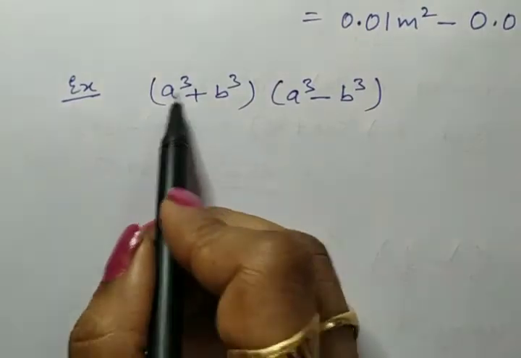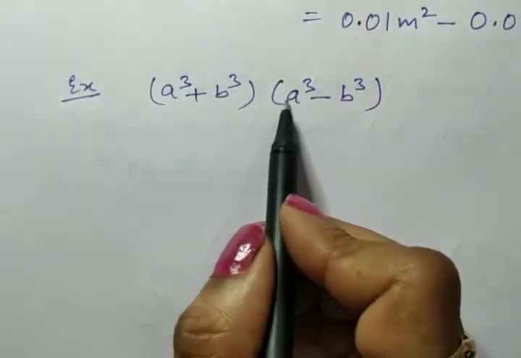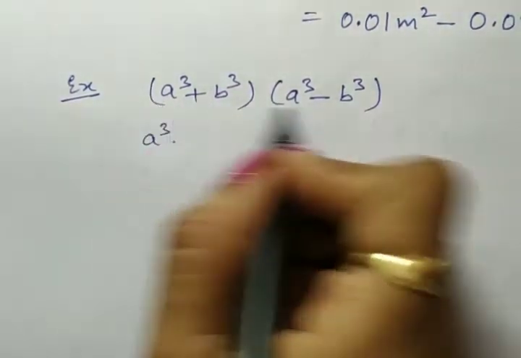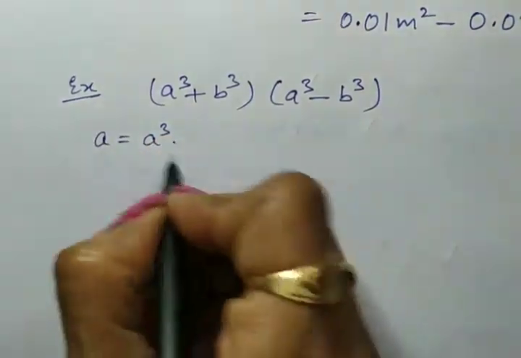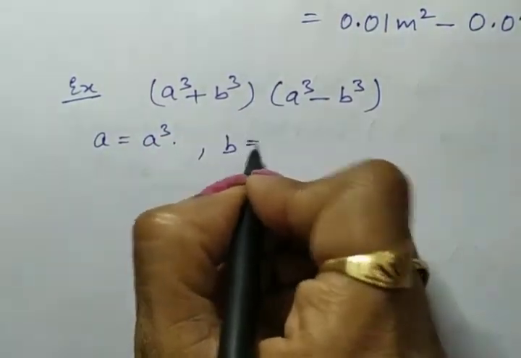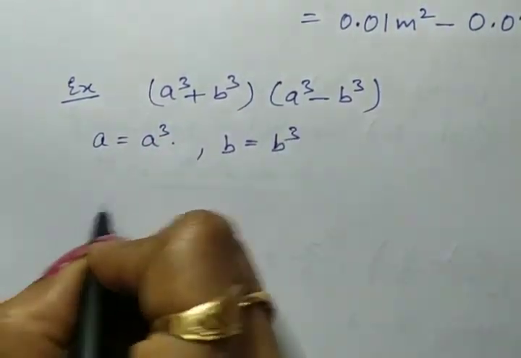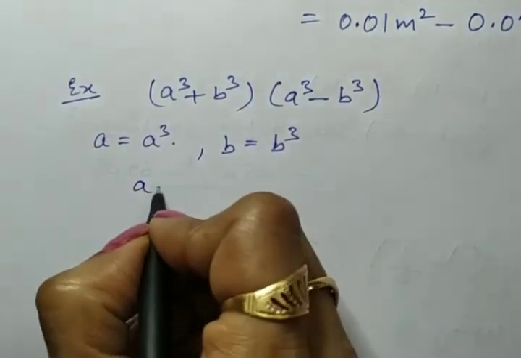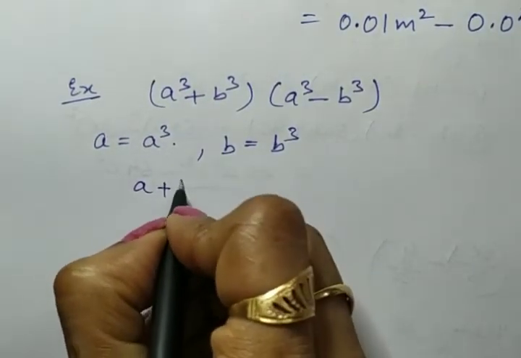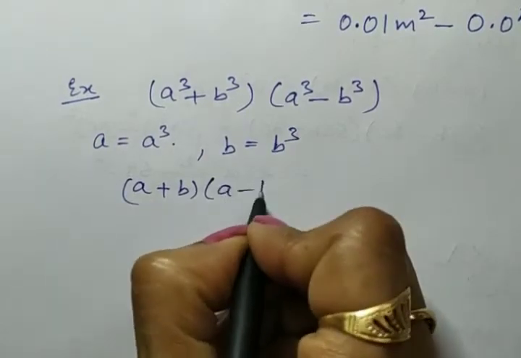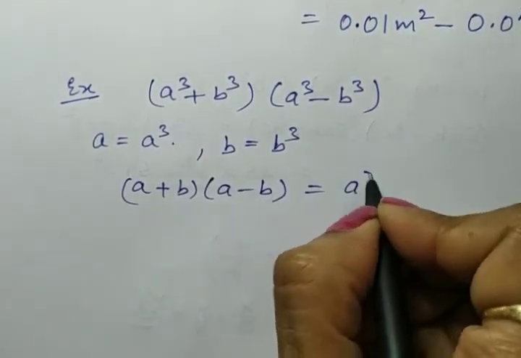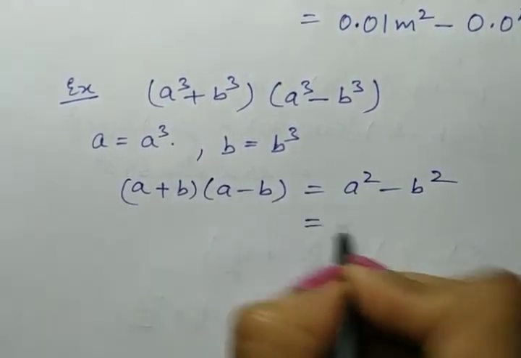In the next question, (a cube + b cube) multiplied by (a cube - b cube). In this, let's take a as a cube and b as b cube using identity 3, that is (a + b) multiplied by (a - b) is equal to a square minus b square.